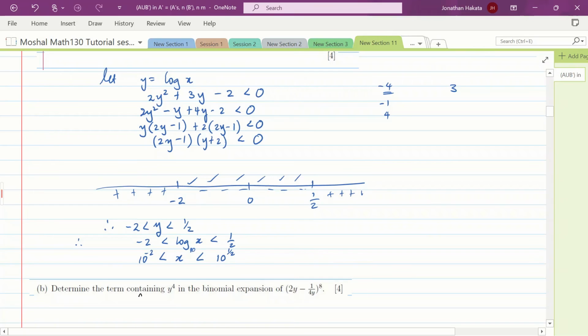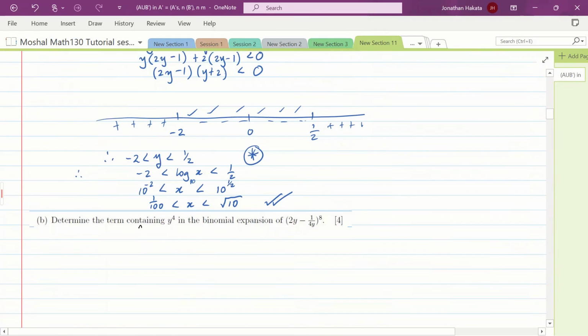Okay, so simplifying this further will give us 1 over 100 less than x less than square root of 10. Okay, so this becomes our final answer. We have solved for x. Remember, we don't leave our answers in terms of y. We have to always answer the question.